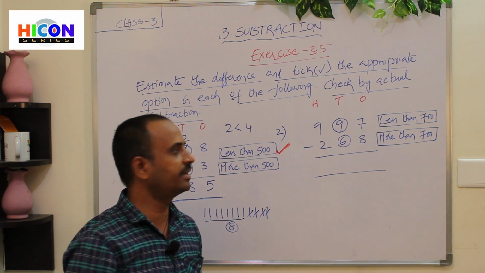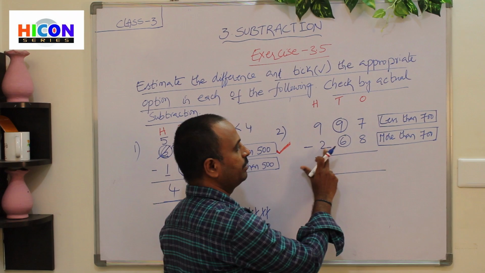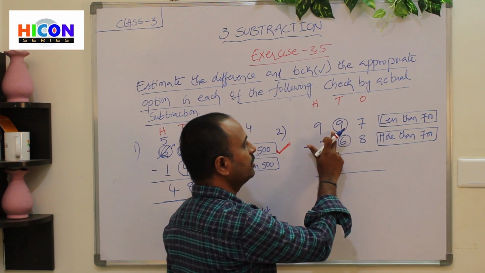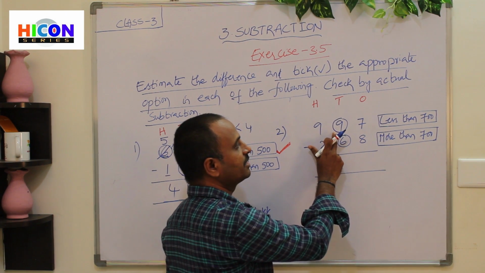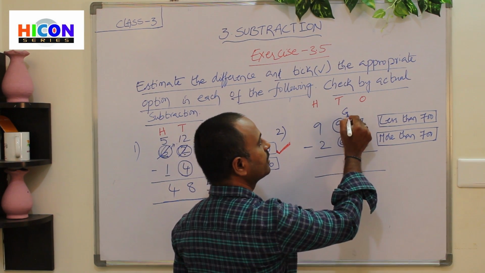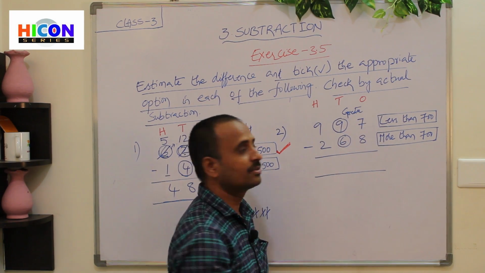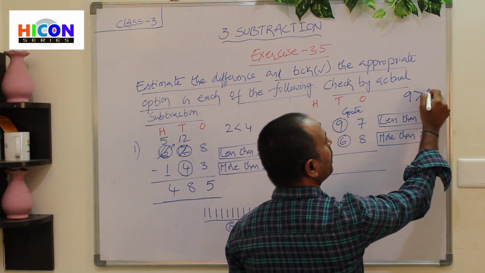So it is the simple technique. In the first number, the second digit is 9. In the second number, the second digit is 6. So identify whether 9 is greater or less than 6. So 9 is greater than 6.